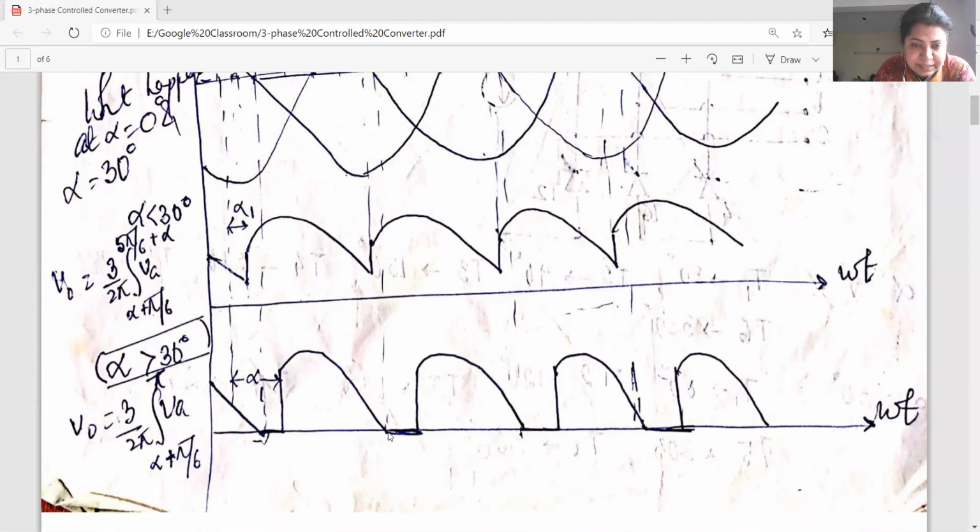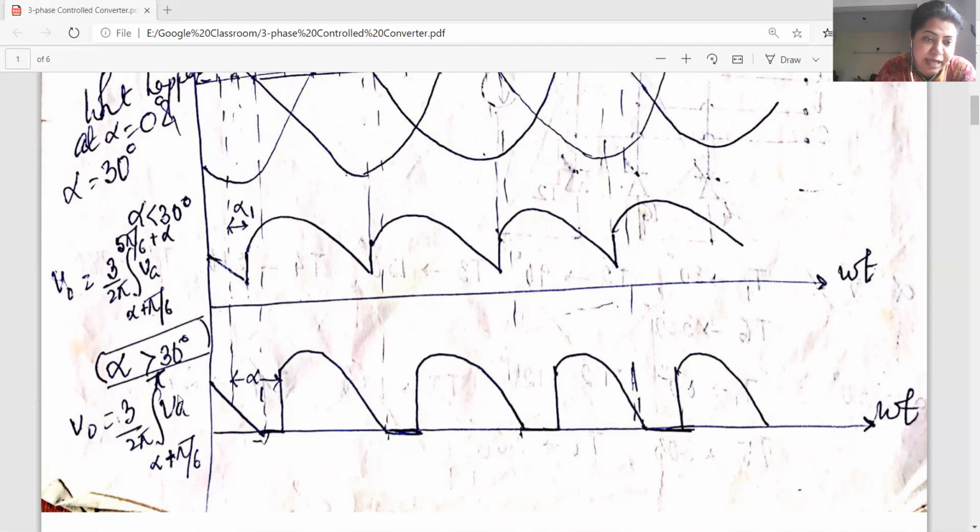Then again, it becomes 0 for a particular interval. Then thyristor T2 is triggered at an angle of alpha greater than 30 degree. It shoots up and picks up the voltage for VB. It picks up the waveform for VB when thyristor T2 is triggered, and it reaches 0 at this particular interval, and here again the same thing repeats.